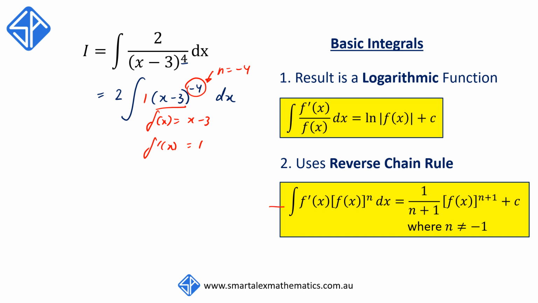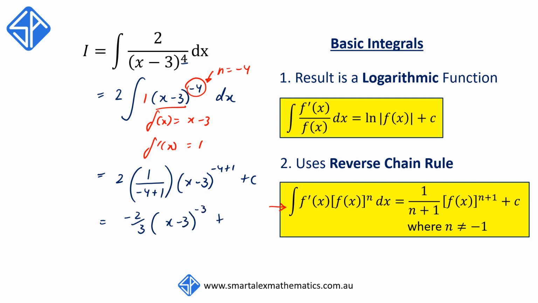This time we can use the reverse chain rule, and the integral for this would be 2 times 1 on n plus 1, which is -4 plus 1, times f of x to the n plus 1, which is x minus 3 to the power of -4 plus 1, plus c. And if we simplify this, we're going to get minus 2/3 times x minus 3 to the power of -3 plus c. And simplifying it further, we'll get minus 2 all over 3 times x minus 3 cubed plus c.